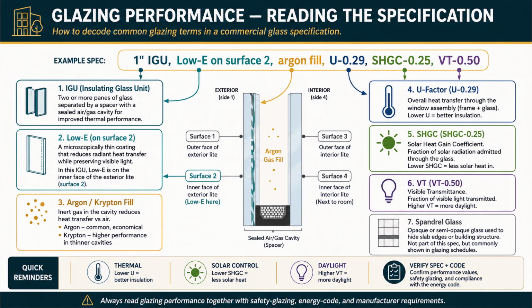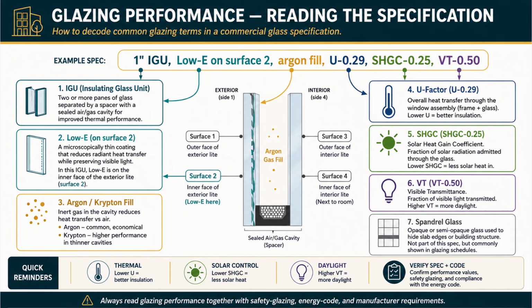First, 1-inch IGU. That's an insulating glass unit. 2 panes of glass separated by a spacer with a sealed air or gas cavity, and the whole unit is 1 inch thick. 2 panes means 4 glass surfaces, and we number them from the exterior in. Surface 1 is the outside face of the exterior light. Surface 2 is the inner face of the exterior light. Surface 3 is the outer face of the interior light. And surface 4 is the inner face, the one in the room.